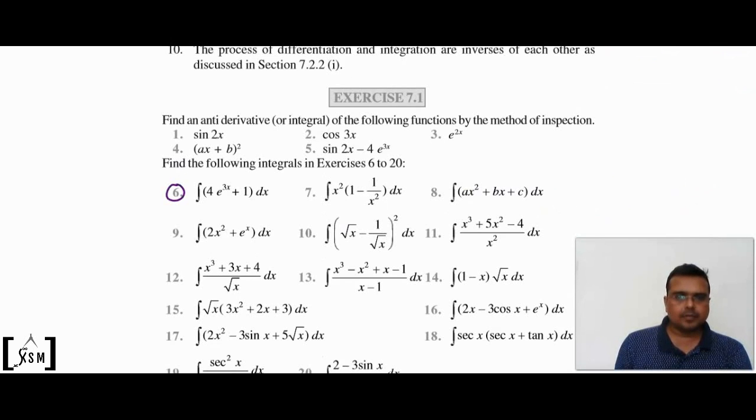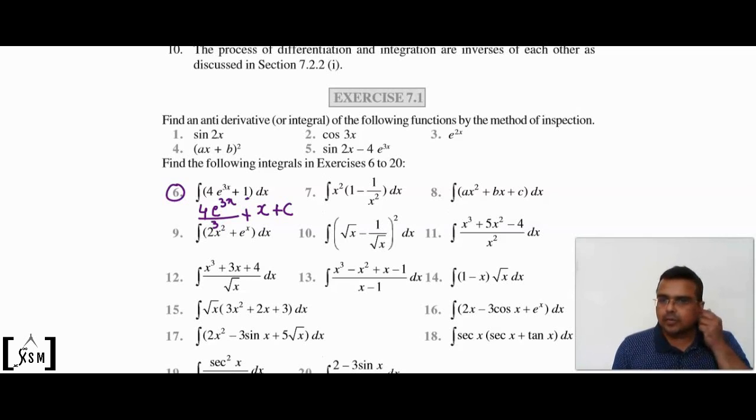Question number 6. Integration of 4 e to the power 3x plus 1 dx. Because 4 is a constant, we write 4, and e to the power 3x integration would be e to the power 3x divided by 3. Why? Because the x coefficient is 3. Plus 1. The integration of 1 we know is x. And plus c is the integral constant. In a complete integration question, we give the integral constant at the end. After integrating all of them, we'll just put c at the end.